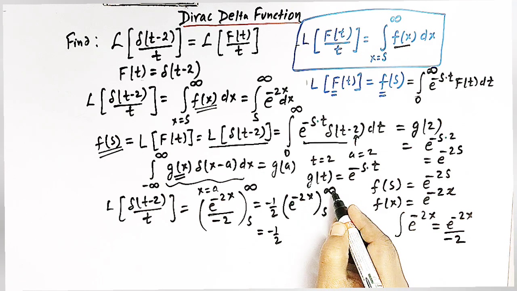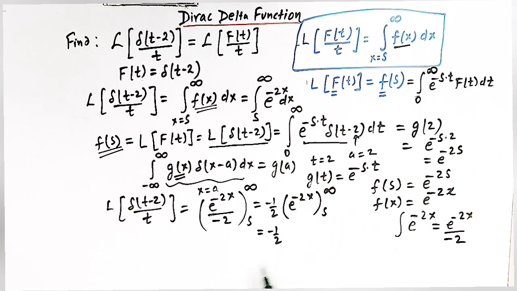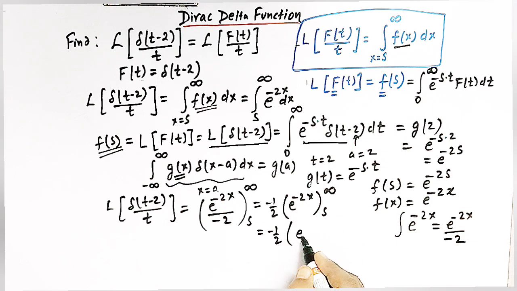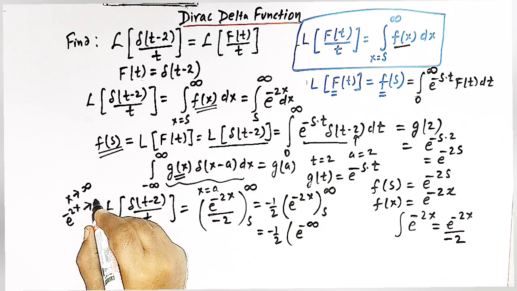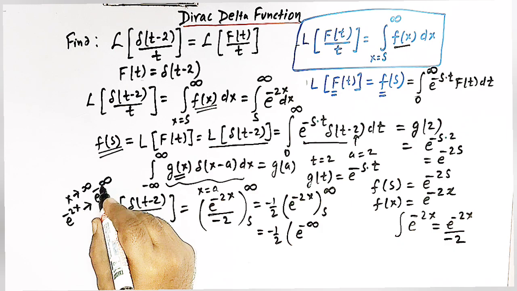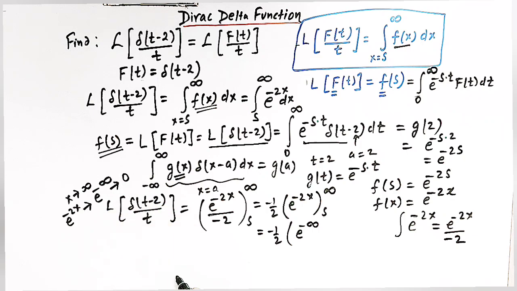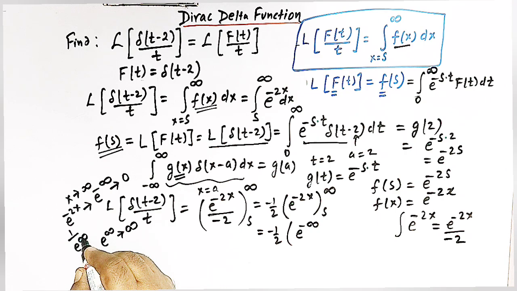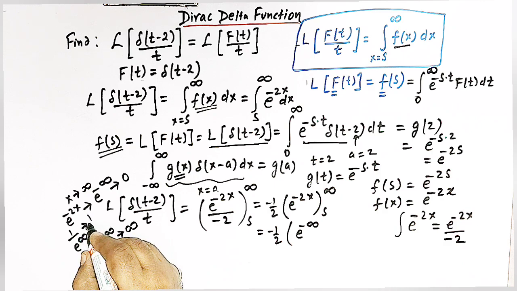Now we substitute the limits and take the difference. When x tends to infinity, e raised to minus 2x tends to e raised to minus infinity, which tends to 0, because e raised to minus infinity can be written as 1 over e raised to infinity, and e raised to infinity tends to infinity. So 1 over e raised to infinity tends to 1 over infinity, which tends to 0.